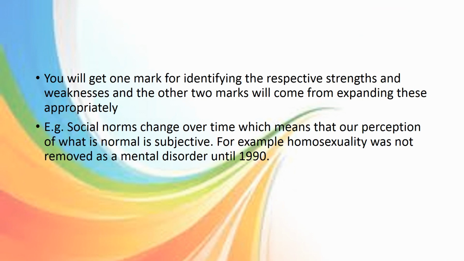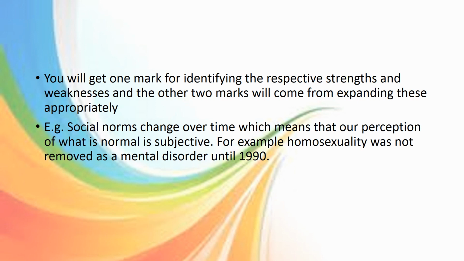Okay, so hopefully you've had a little go at that. You're going to get 1 mark for identifying the different strengths and weaknesses, and the other 2 marks are going to come from expanding these. So as an example, social norms change over time, which means our perception of what normal is subjective. For example, homosexuality was not removed as a mental disorder until 1990, and that would be worth 2 marks. So you need something to that effect. You need to identify the strength and weakness, and you need to explain why that strength is a strength, why that is a weakness.